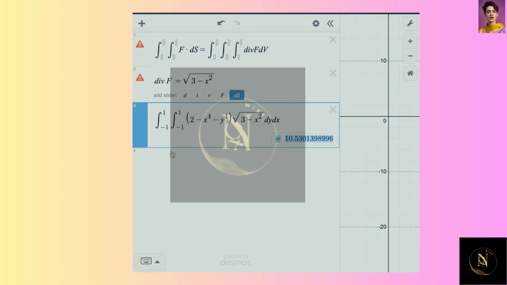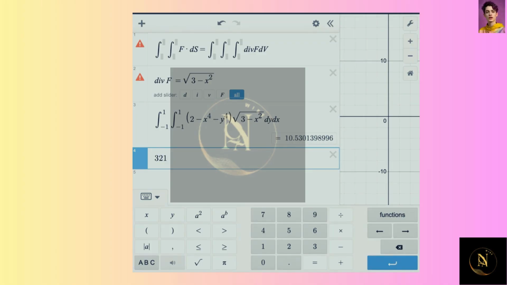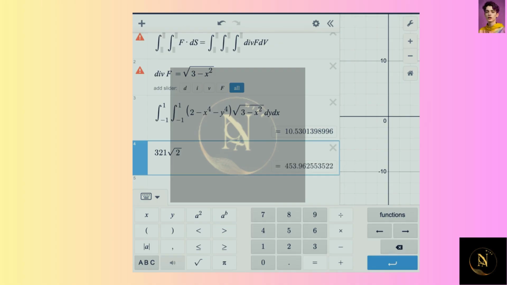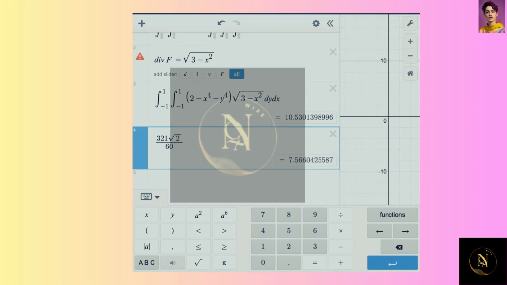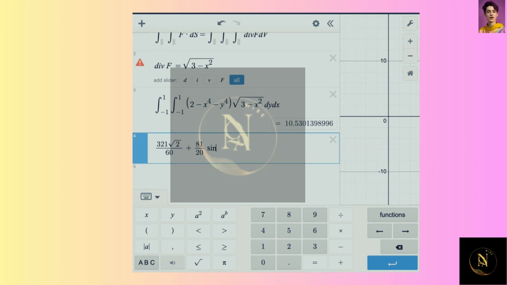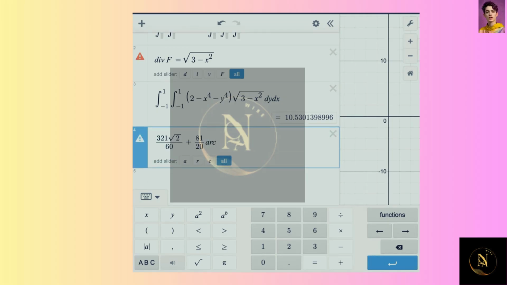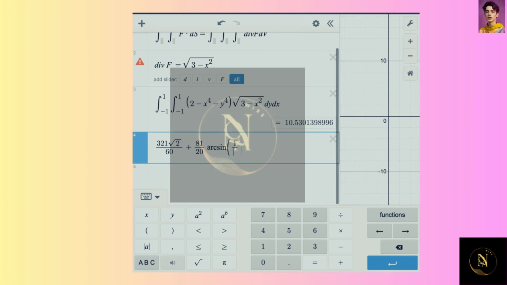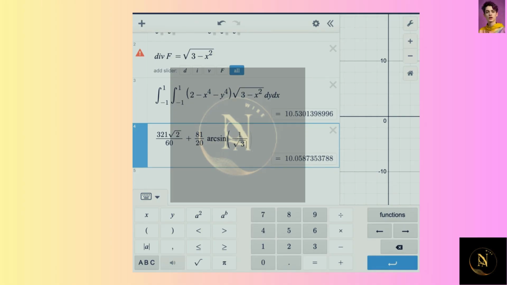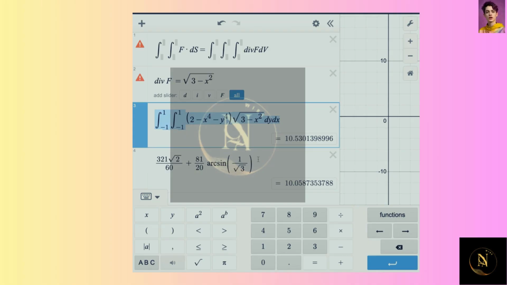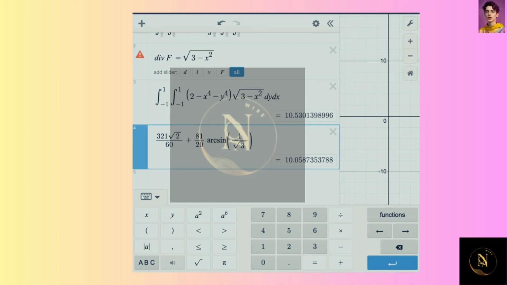solving further, we'll end up getting 321 times the square root of 2, and we're allowed to use a calculating tool for this. So our answer is going to be that, plus 81 over 20 arc sine, or sine inverse, of 1 over the square root of. And we see we get a fairly similar value. It won't be exact, but we can go with either this, or we can stick with this value right here. But regardless, this would be what we end up getting out of it.